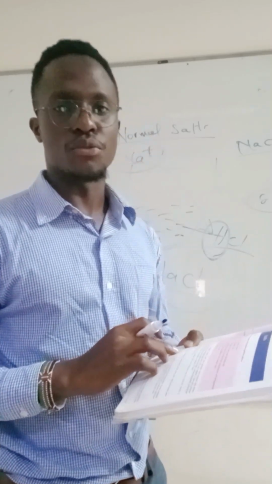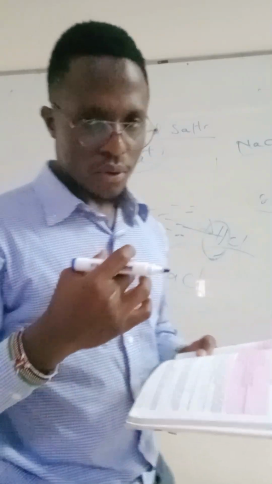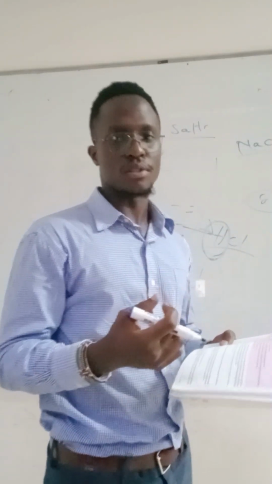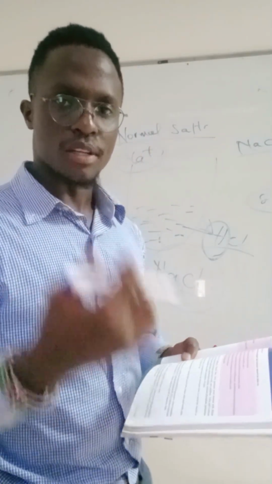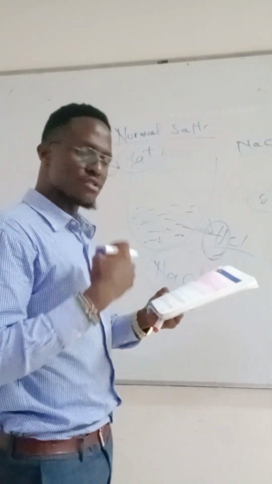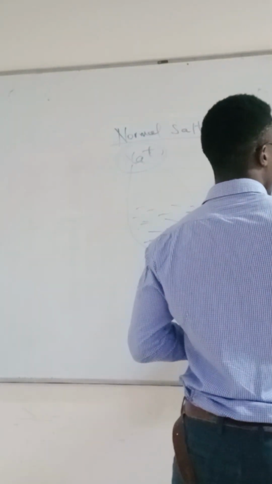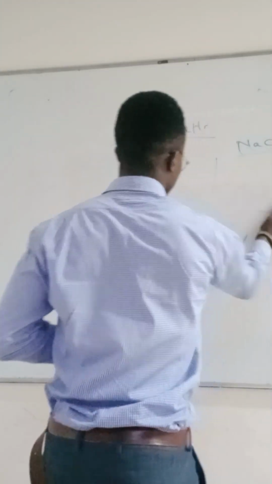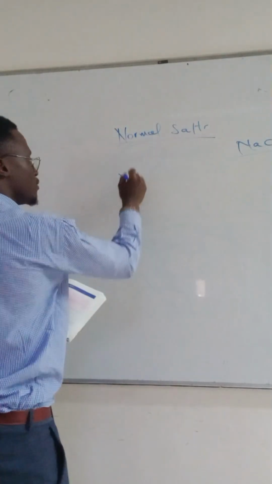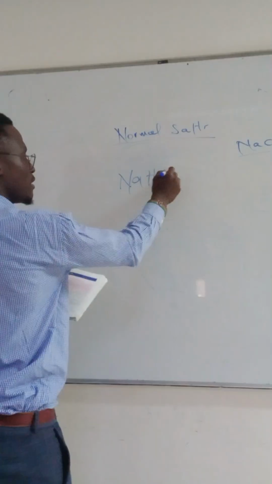I want us to go now to acid salts. What is an acid salt? Basically, acid salts are salts that contain replaceable hydrogen atoms in their structure. For example, we have sodium hydrogen carbonate.